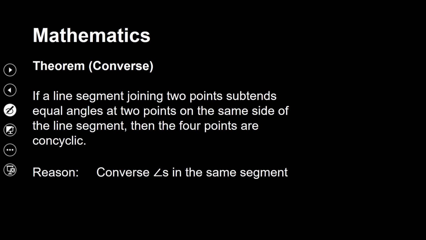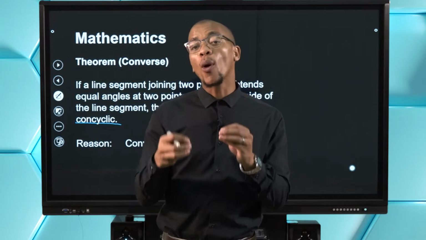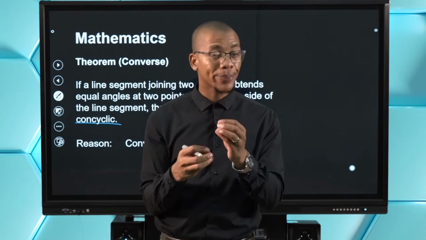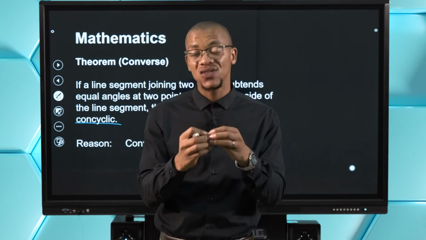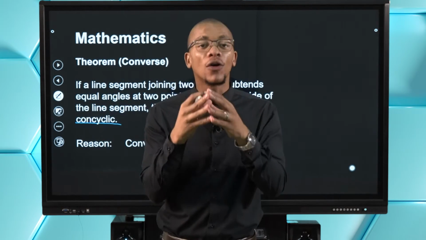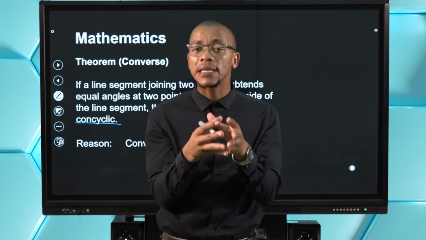Now, if a line segment joining 2 points subtends equal angles at 2 points on the same side of that line segment, then the 4 points are concyclic. I want us to talk about this concept of concyclic. Concyclic means all 4 points lie on the circumference of the circle. I will repeat that: concyclic means all 4 points lie on the circumference of that particular circle. That's what it means to have concyclic points.